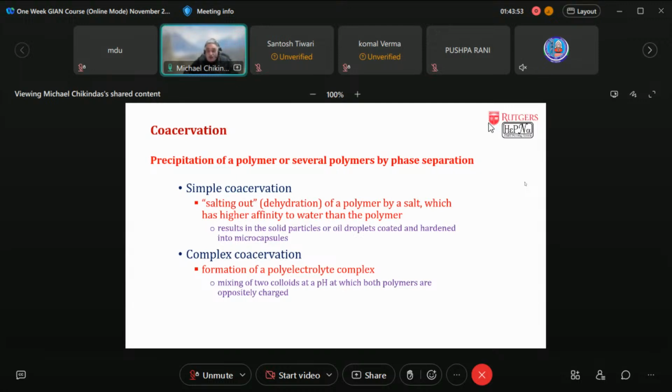Salting out is the dehydration of the polymer by a salt, which is higher in water affinity than the polymer used. This method will result in the formation of solid particles or droplets of oil coated into microcapsules. For complex coacervation, we have polyelectrolyte complexes formed with a mixture of two colloids, at a pH at which these polymers are oppositely charged.